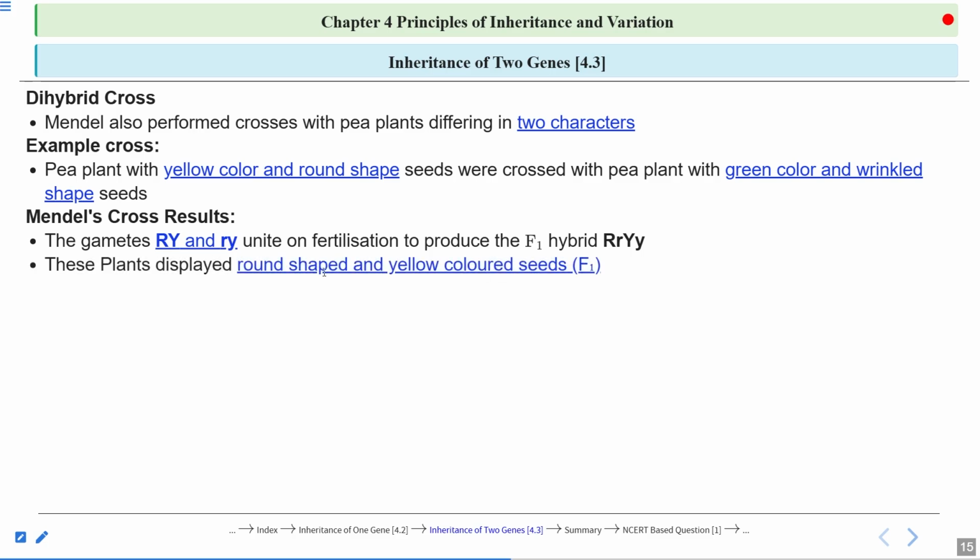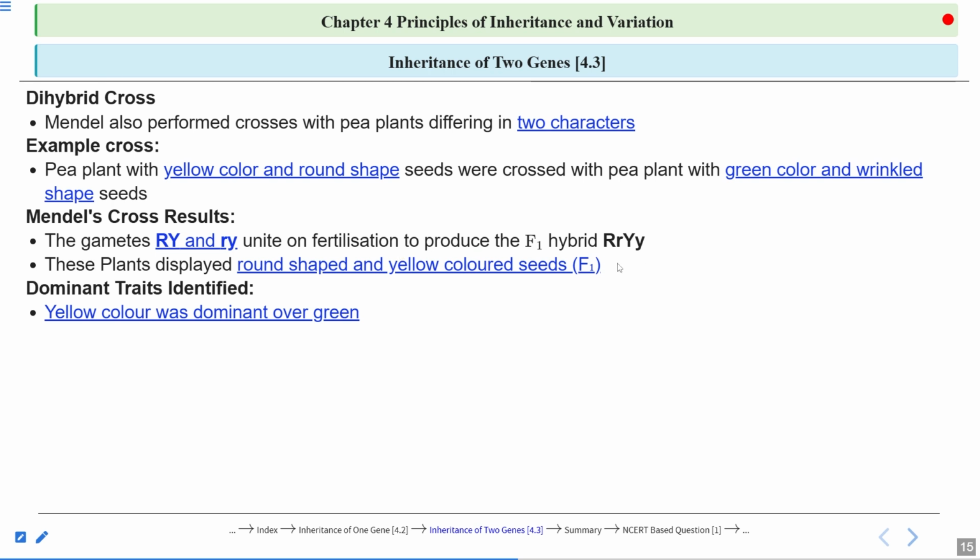Okay, so these plants displayed round shape and yellow colored seeds. So in the F1 generation, round shape and yellow colored seeds were observed. Now, what were the dominant traits here? In the F1 generation, only dominant traits are observed.